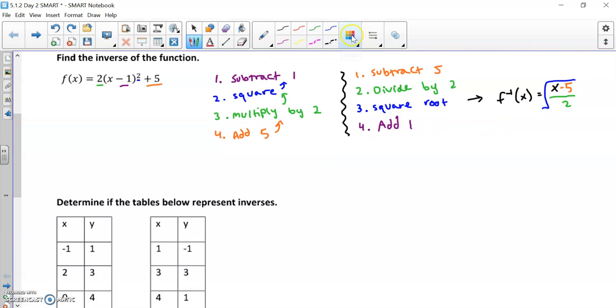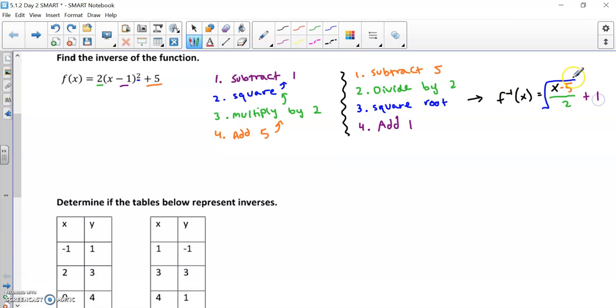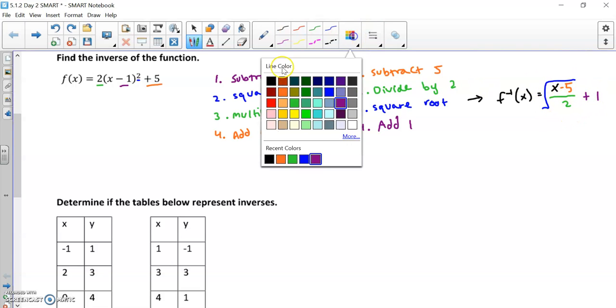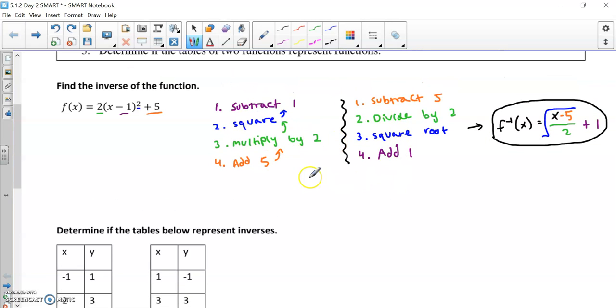And then I have to add 1. So that adding 1 is going to happen outside of my square root. Notice how the square root ends here. And that's because I'm adding 1 to that whole thing that we already had. Right, and that's it. This is my inverse function of this original equation. So anytime I ask you to find the inverse, you can do this process. Come up with your first list, your second list, and use that second list to make your function.